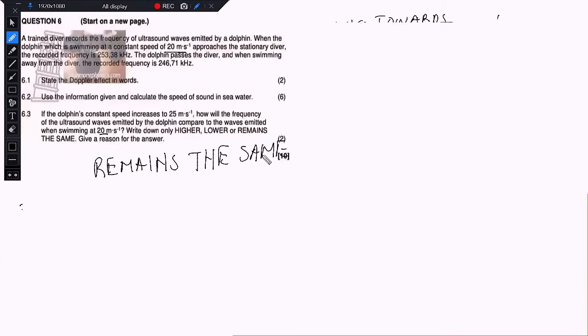What's the reason for that? The speed has nothing to do with the frequency, right? They say, how will the frequency? So the speed does not affect the frequency emitted.